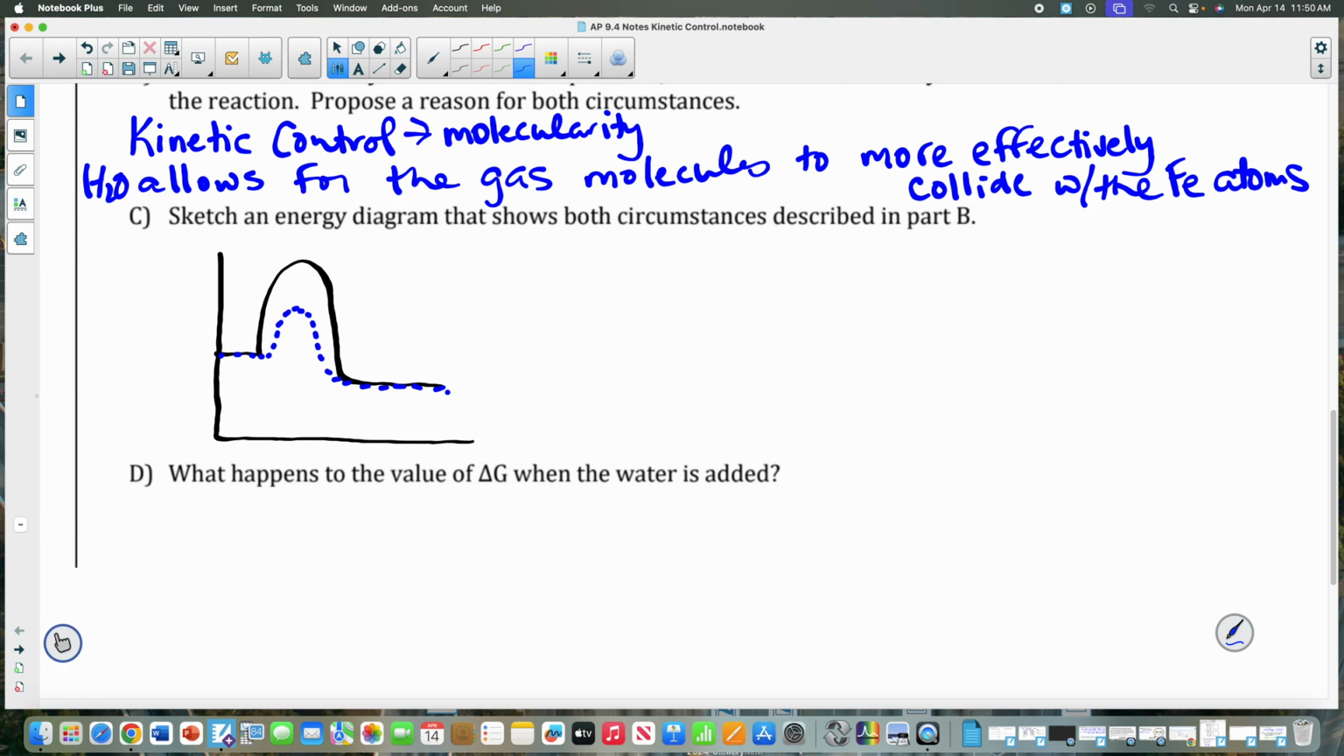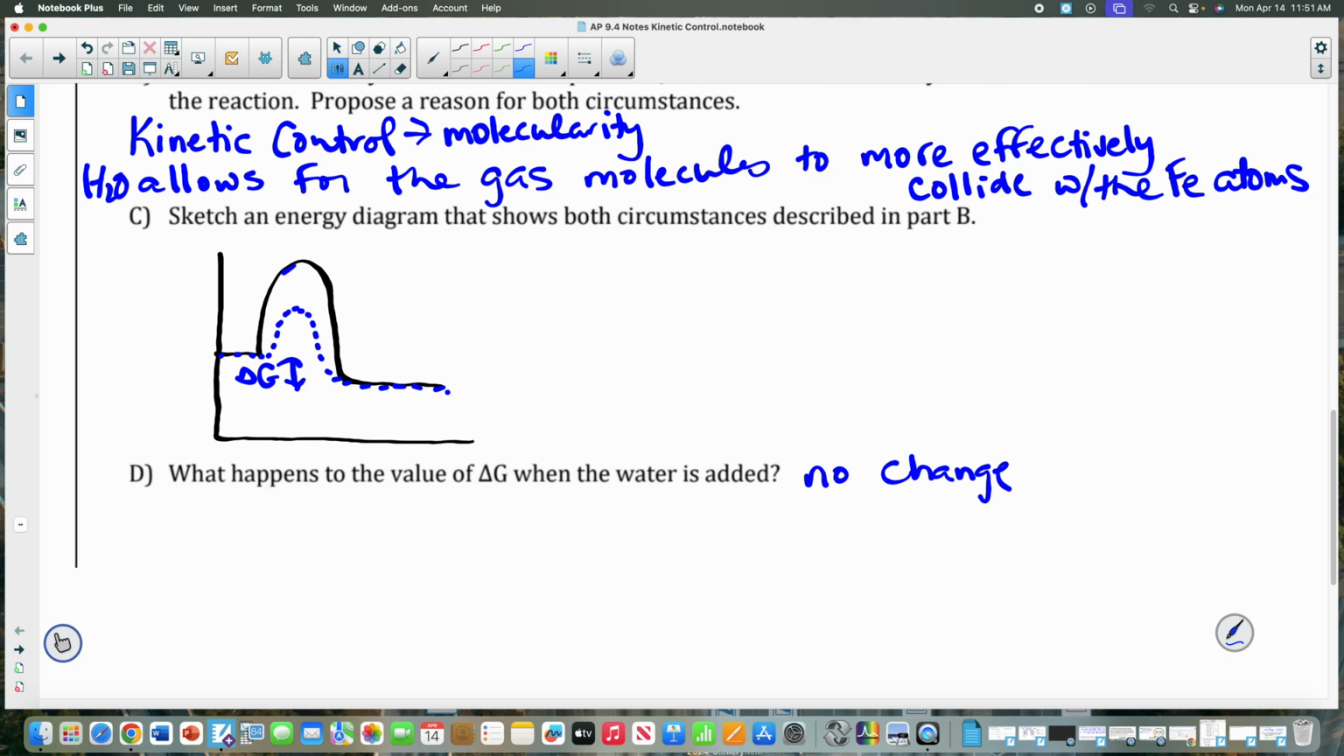Okay, so D is a good question. What happens to our delta G when the water is added? Right, no change. Because remember, our delta G is based on delta H and delta S, on thermodynamics. What's happening up here is our kinetics. So even if we're able to bring that little hill down, that has no impact on our overall value for delta G.